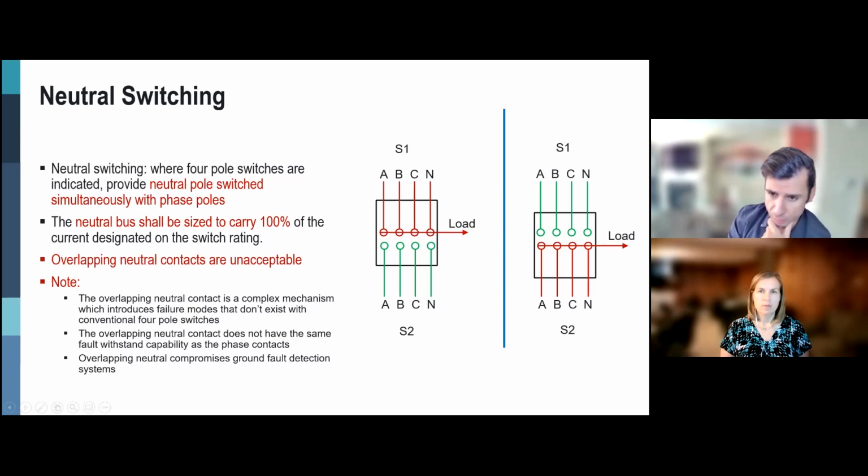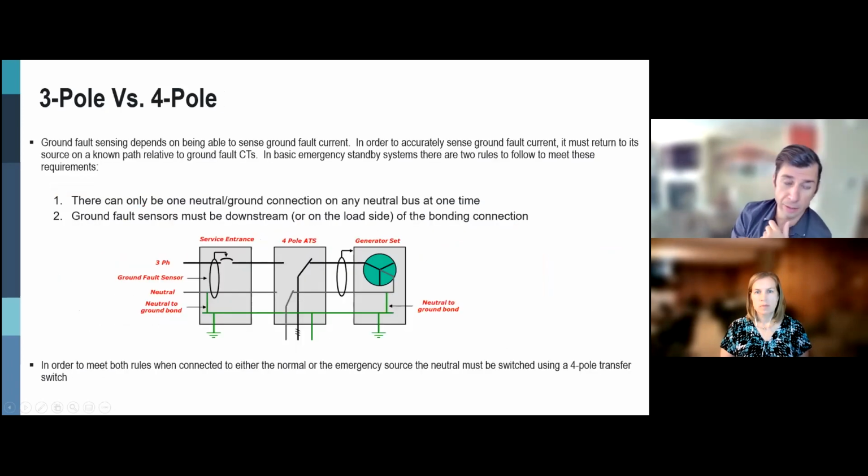Well, this is a 4-pole transfer switch. So this takes us to the 3-pole versus 4-pole. We can spend an entire day just discussing this one slide, but we're going to spend 1 minute on it. So when do you need a 3-pole and when do you need a 4-pole? Ground fault sensing depends on being able to sense ground current, right? Ground fault current. We need to accurately sense the ground fault. And if we need to do that, we must have a known path for the electrons to return back to the source.